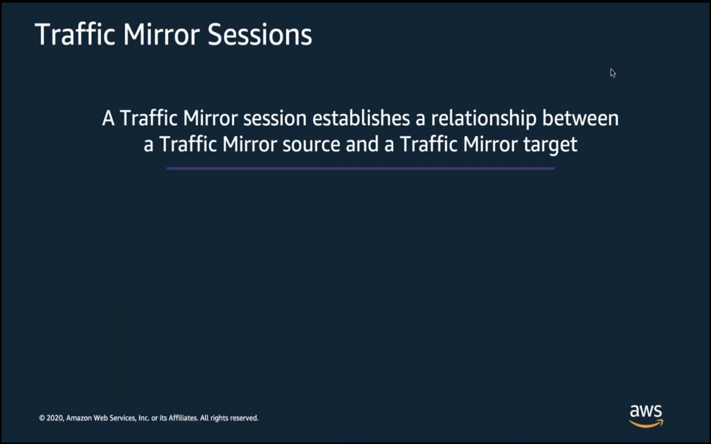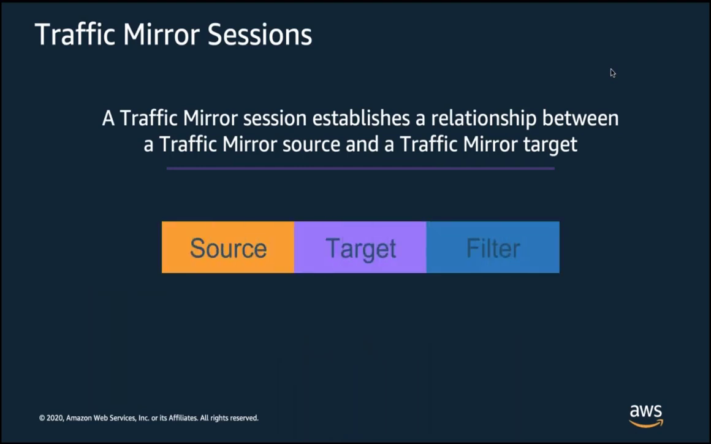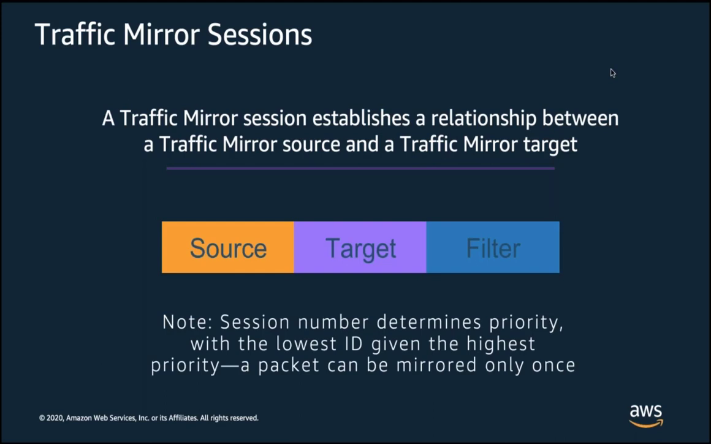Okay, so we have a filter, we have a target. The final step is to put it all together. In this case, we're deciding on which source we want to be capturing. We're deciding where we want to forward traffic to, and then finally, exactly what traffic we are interested in.